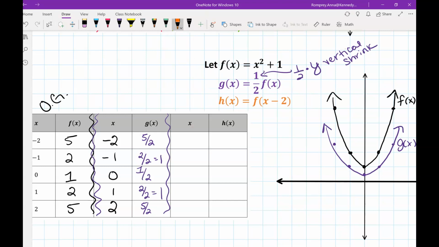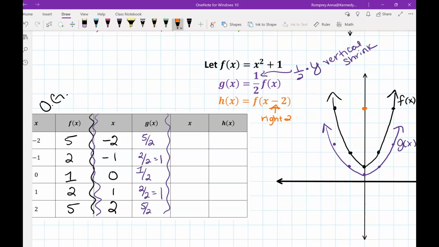So inside or outside? Inside. So what are we doing to those x values? Instead of left 2, because it's always opposite, we are going right 2. So this is going to be a nice easy one to graph. Now going back to our original, so going back to f of x, I'm going to take each point and just move it right 2.